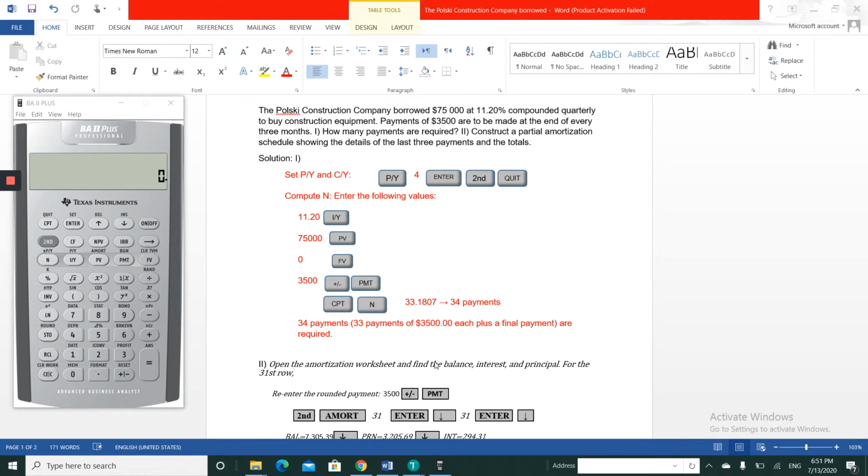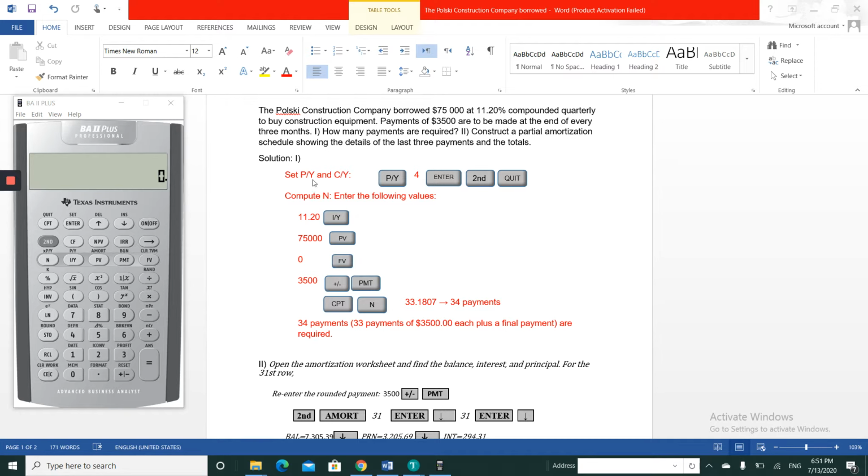Okay, here the amount of the loan borrowed is $75,000. The rate of interest is 11.20% compounded quarterly. In this example, we have the size of each payment, which is $3,500, and we are looking for the total number of payments. How many payments are required? So I need to find n, the total number of payments.